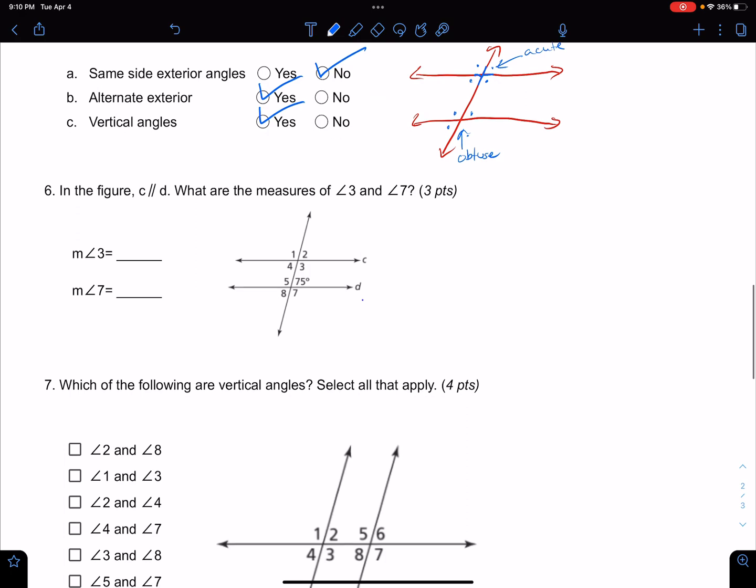Okay, on to number 6, it says in the figure, what are the measures of angle 3 and angle 7? Remember, in any of these, there's only 2 degrees you have to figure out, the acute one and the obtuse one. So the acute one is 75 degrees.